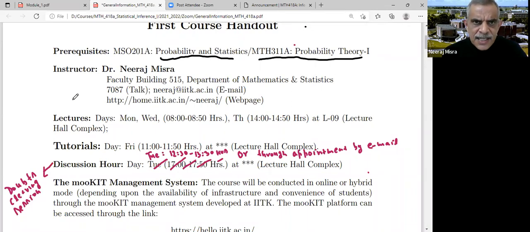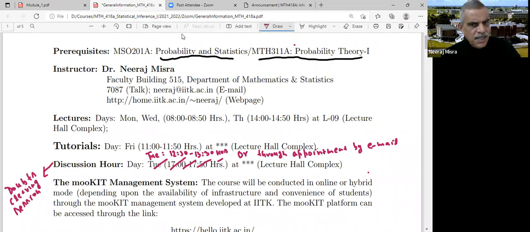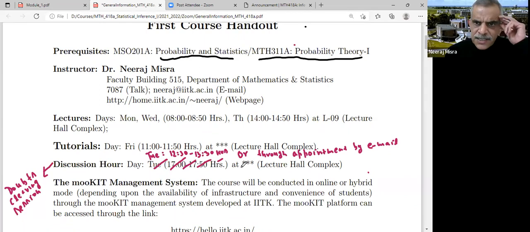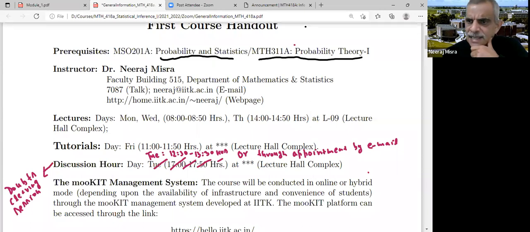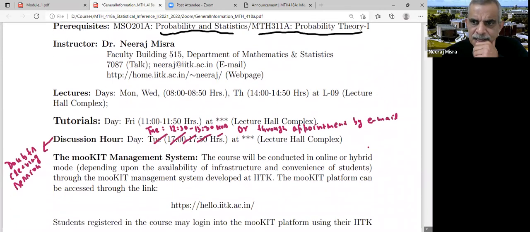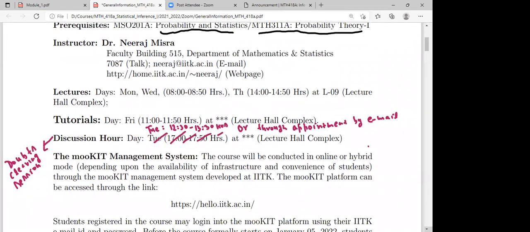So Sagar, and I hope there may be other students like him who may be occupied during this 12:30 hours, they can always fix up an appointment with me, and then I can have a session with them. Is that okay? Any doubts so far? No, sir, it's fine. Okay, all right.